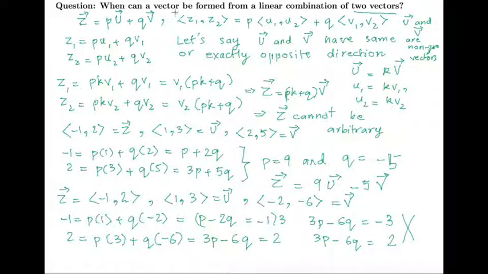So this is it for a brief introduction of vectors in two space, and how we can form a linear combination of two vectors to remain in the same vector space.